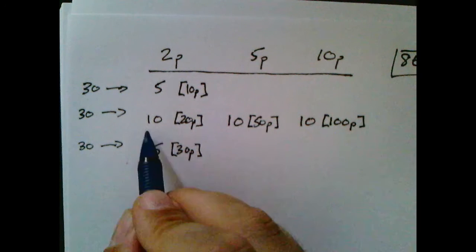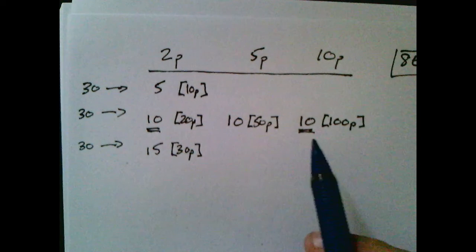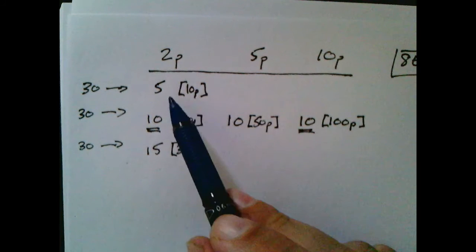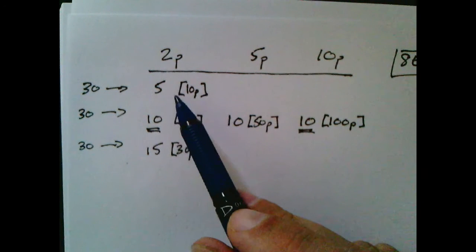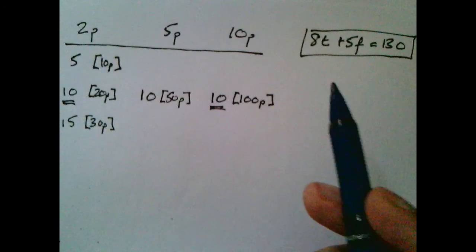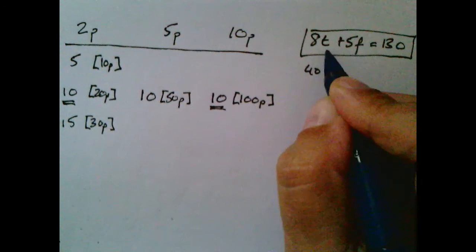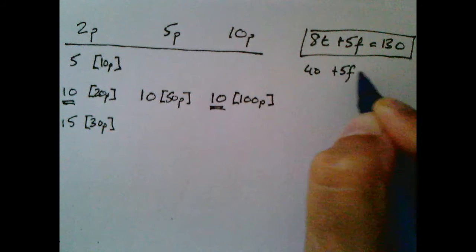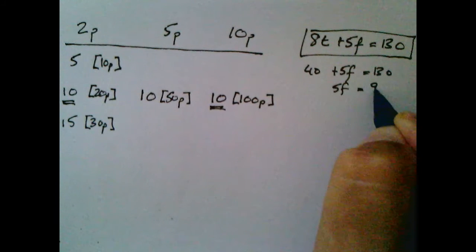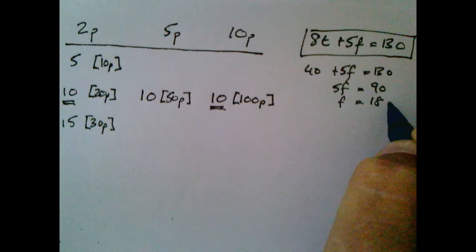But look at this. There need to be more 10p's and 5p's. So already that's going wrong. So I'm going to suggest we look here first. If it's 5 10p's, that means in here we've got 40 plus 5f is 130. 5f is 90. f is 18.